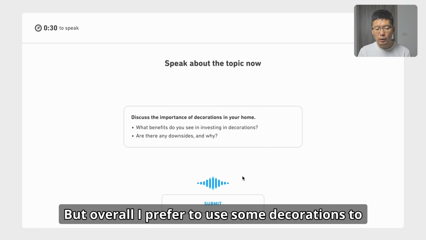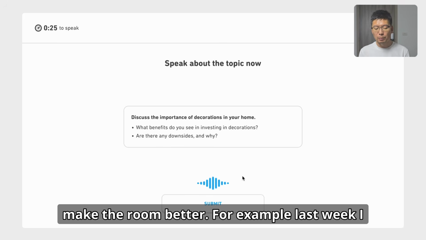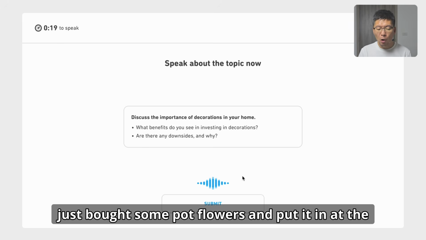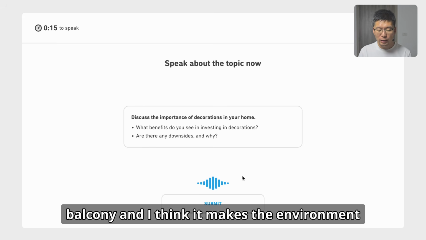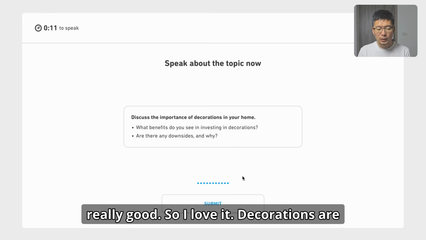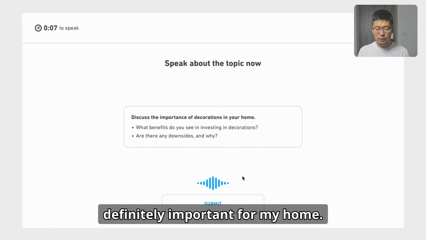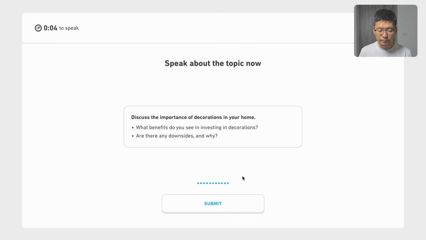But overall, I prefer to use some decorations to make the room better. For example, last week I just bought some pot flowers and put them on the balcony, and I think it makes the environment really good. So I love it. Decorations are definitely important for my home.